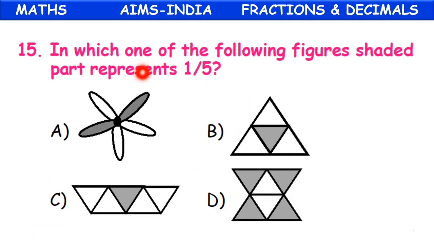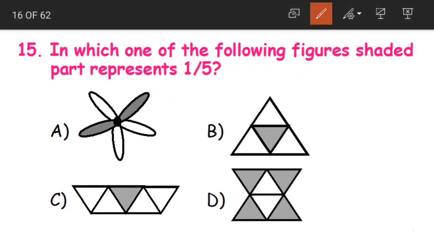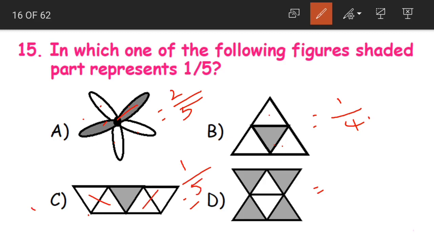And coming to the last question for today, question number 15. In which of the following figures does the shaded part represent 1 by 5? So what should we find out? We should find out the fraction for the shaded parts. For option A, we are having 2 shaded parts out of 5. So 2 by 5. Option B, 1 shaded part out of 4, so it's 1 by 4. Coming to option C, we have 1 shaded part out of 5. So 1 by 5 is the answer, and option C becomes our correct answer.